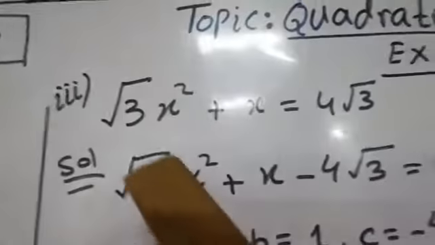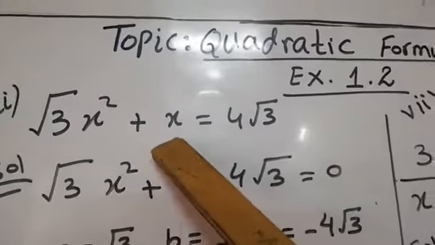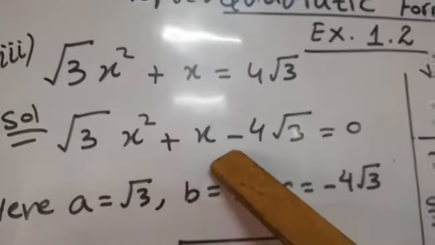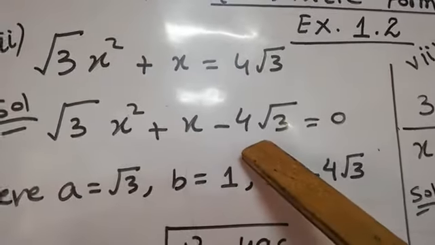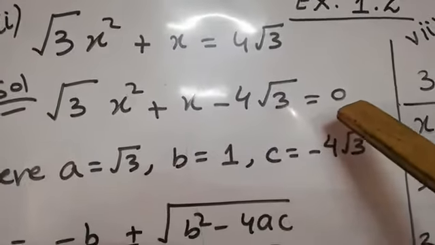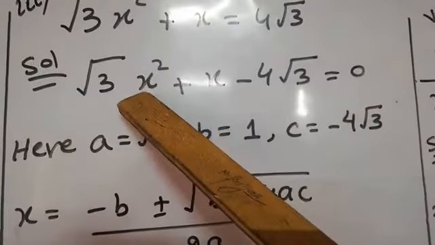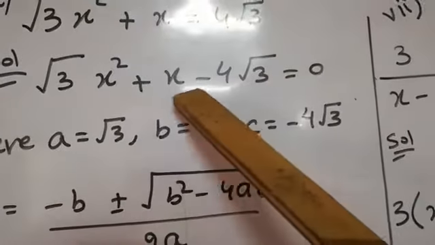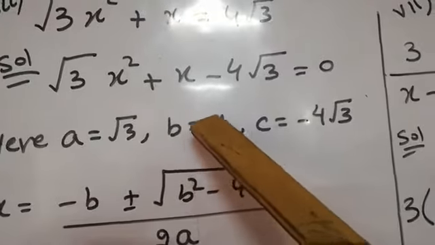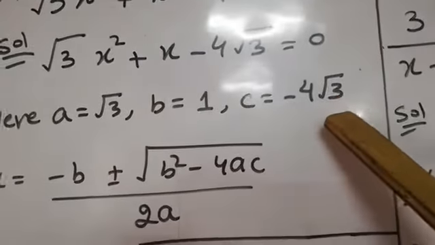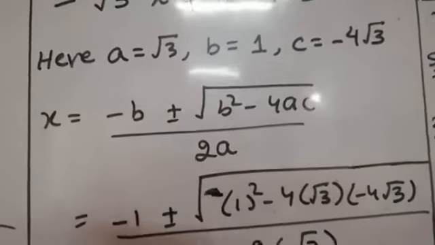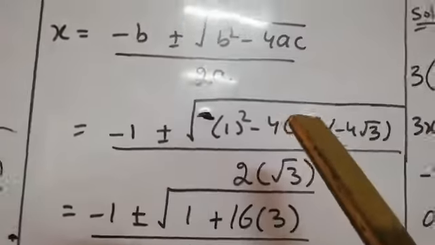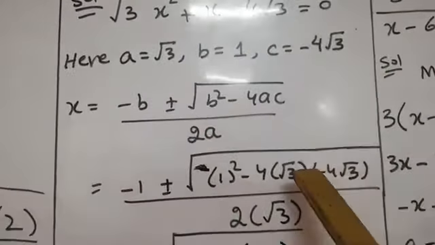Now part number 3: square root 3 x square plus x is equal to 4 square root 3. My dear students, first of all we will write all the values on the left hand side by arranging these values, and after that we will put 0 on the right hand side. And now you know that the coefficient of x square is a, the value of a is square root 3, the value of b is plus 1, the coefficient of x, and the constant value is c, minus 4 square root 3. So dear students, now you will write the formula minus b plus minus square root of b square minus 4ac by 2a, and after that you will put all the values of a, b and c in this formula.